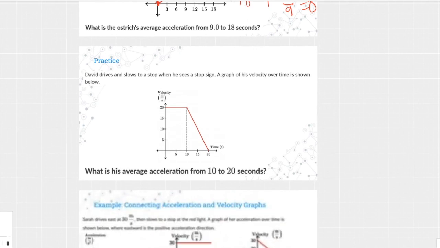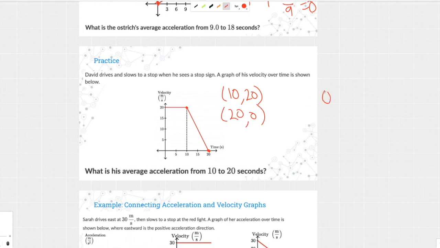Another practice problem. David drives and slows to a stop when he sees a stop sign. So he's driving and he slows down because he sees a stop sign over here. We're given the velocity-time graph and we're asked to find the average acceleration. Once again, we have to figure out the slope of this line from 10 to 20 seconds. Since it's linear, we figure out our two points: 10 comma 20, and then it goes to 20 comma 0.